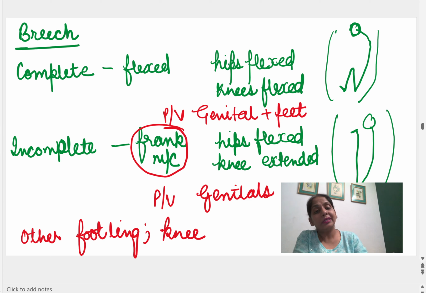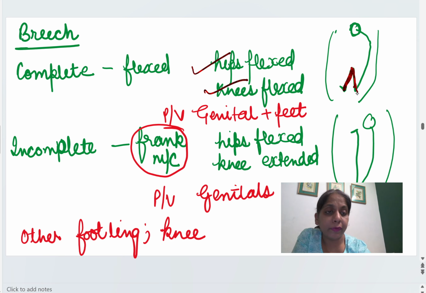So now you can see here the hips are flexed and the legs are also flexed. So this is the complete breech, or flex breech. Here hips and knees both are flexed, and on the PV what will we feel? What are these things? Genitals and feet. We will feel both genitals and feet.